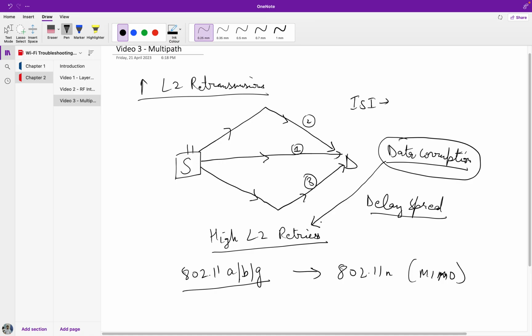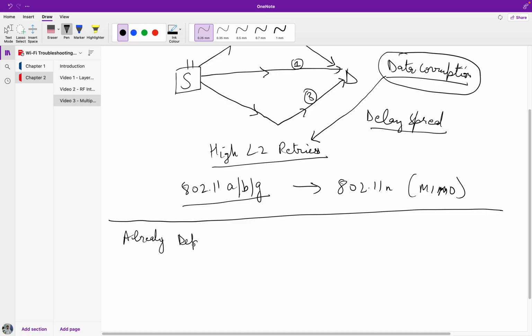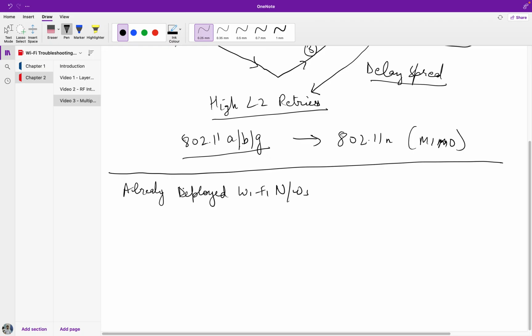Now how do we solve this? Usually in already deployed Wi-Fi networks, it is expected to do an active survey after deployment. So when a network is deployed, you give it some time, let the network cook and let the users come and connect, give it 2 weeks, 3 weeks, 4 weeks, or sometimes 2-3 months, and then you go on the site and do an active survey.